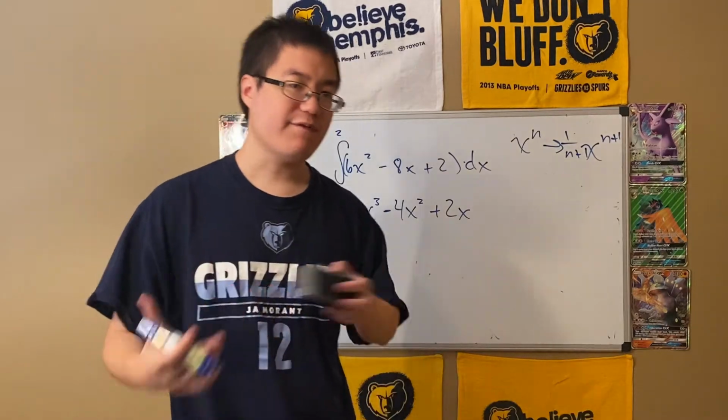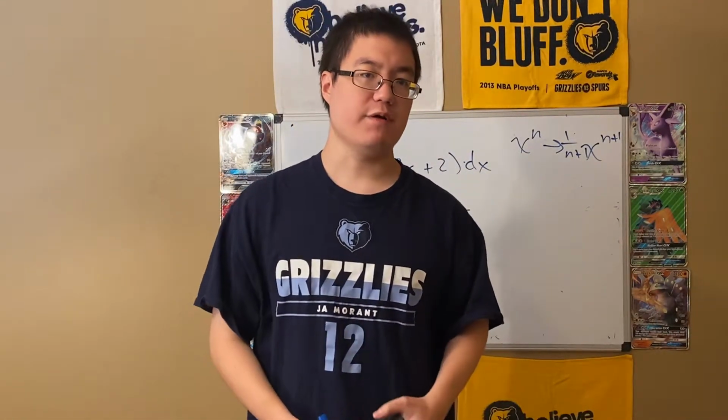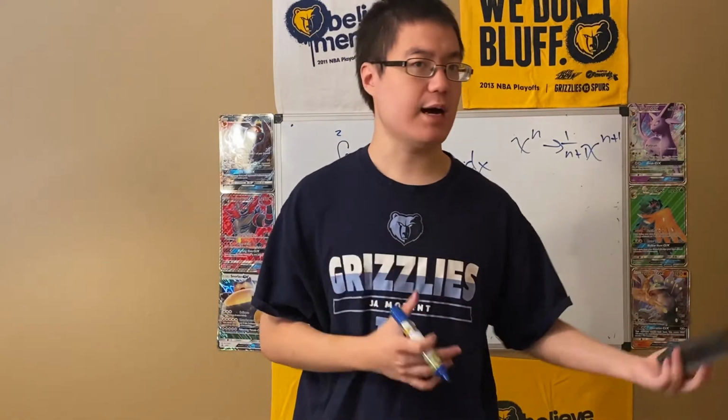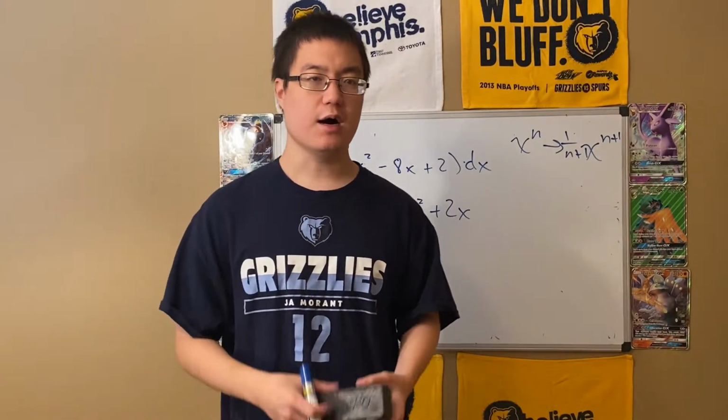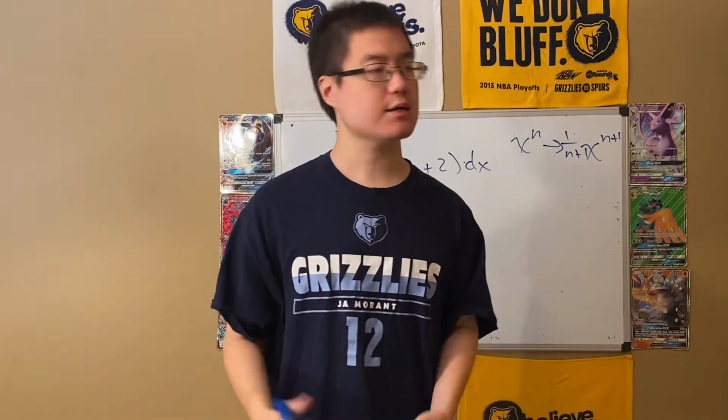The antiderivative of 5 is 5x, because the derivative of 5x is 5. The antiderivative of minus 20 is minus 20x, because the derivative of minus 20x is minus 20. The antiderivative of pi is just pi x.